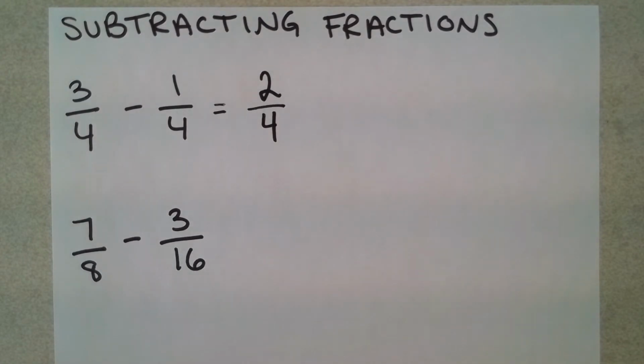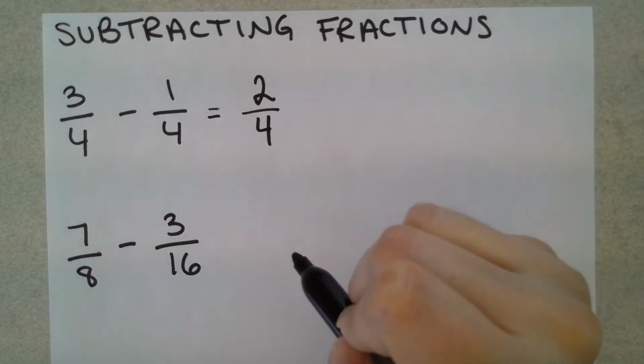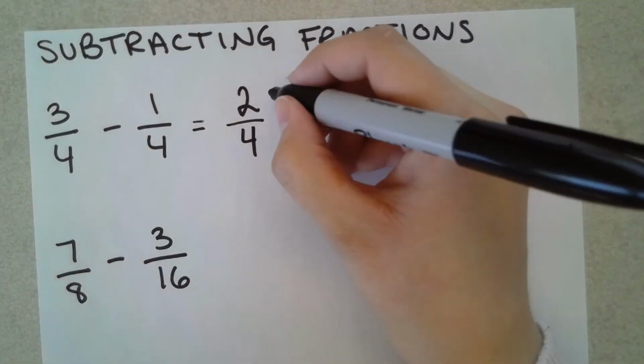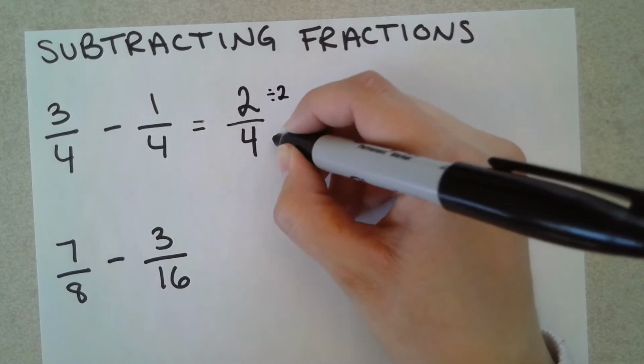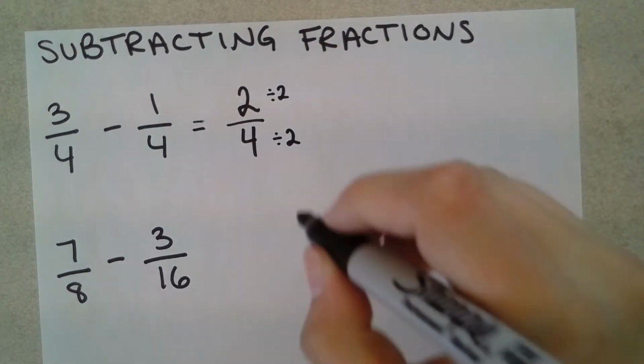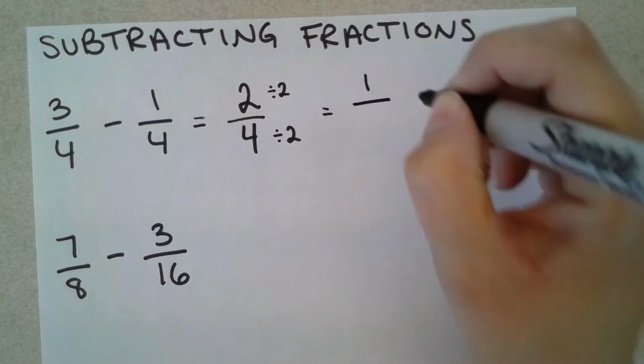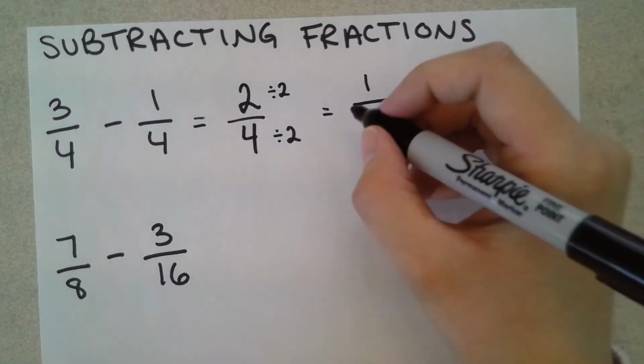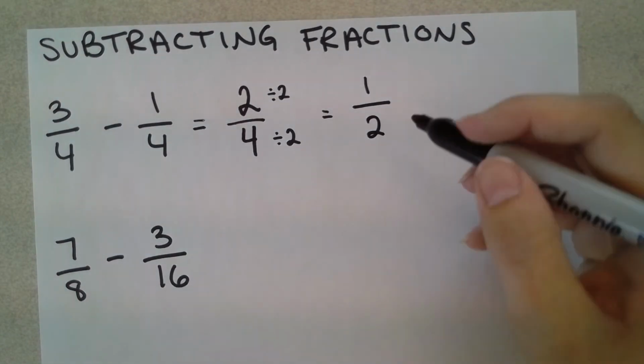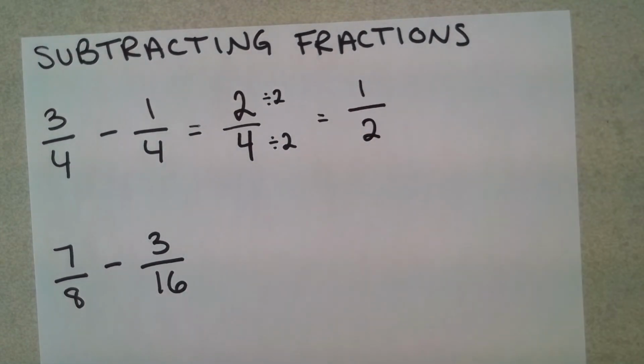Can I reduce? Yes, I can reduce because there is a number that divides evenly into both of these numbers. And it's 2. So I'm going to divide by 2. 2 divided by 2 is 1. 4 divided by 2 is 2. And then that's my final answer, 1/2, because I can't reduce anymore.